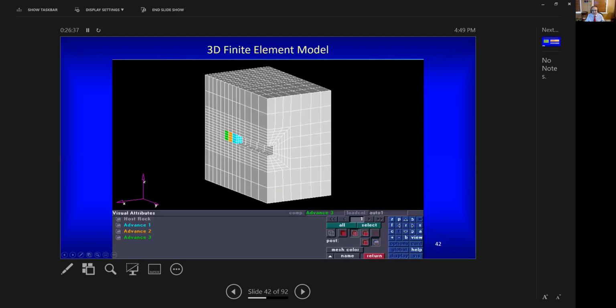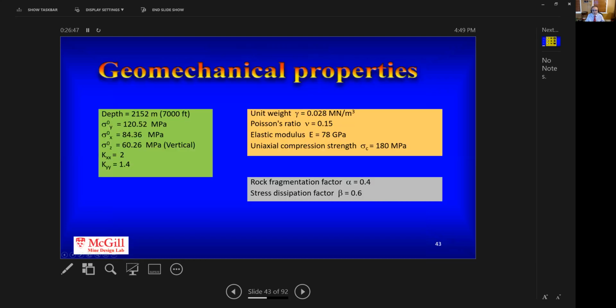So we built a 3D finite element model to model 3-phase advances marked in blue, orange, and green here, as you can see. And these are the geomechanical properties. It's a deep drift at 2 kilometers below surface. The in situ stresses are commensurate with the Canadian shield. These are geomechanical properties. And with this, we used a rock fragmentation factor of 40%, stress dissipation of 60%.